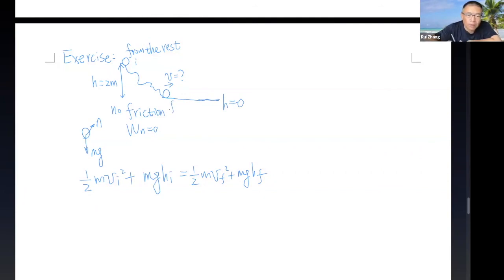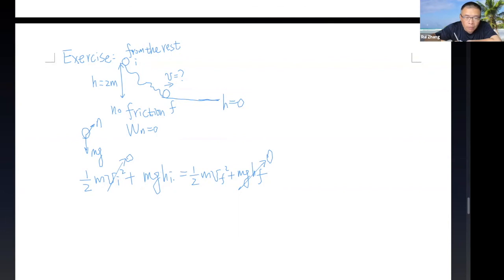This is going to be your final state, right? This is very important for you to look at the specific states. In the final state, because h equals 0, this term becomes 0, okay? In the initial state, because it starts from rest, this term becomes 0 because the initial velocity is 0. So there are only two non-zero terms in this problem.